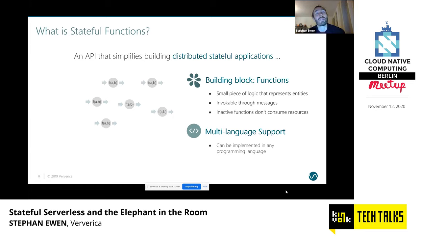The core building blocks of Stateful Functions are obviously functions. Stateful ones, as the name suggests. We're really writing functions here. You can think of them as functions as in functions-as-a-service, like AWS Lambda or something like that, that you can write in many languages. They're strictly event-driven, invoked through messages, and designed to not consume compute resources when they're inactive. In a lot of ways, you can also think of them as actors, except that they have this virtual notion to them. So when they're not invoked, they're actually not there.